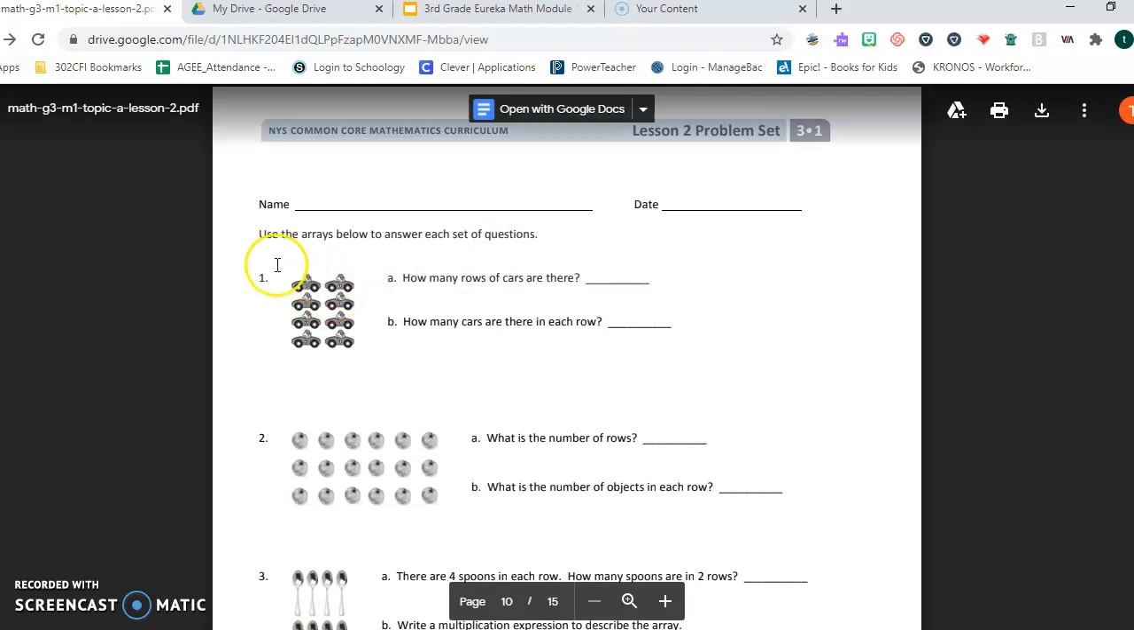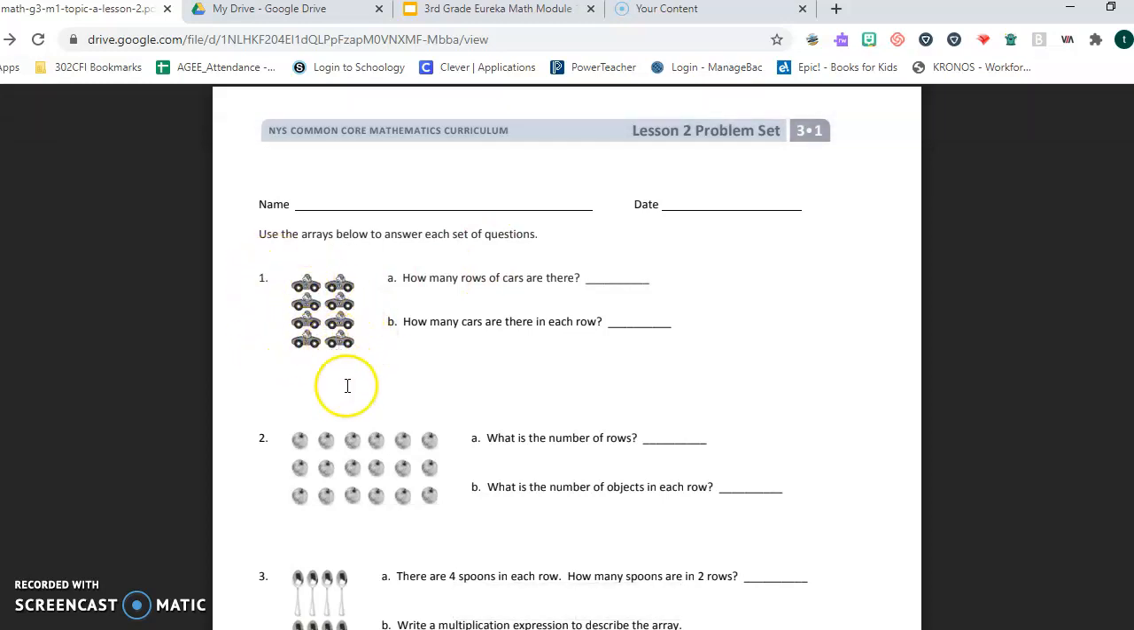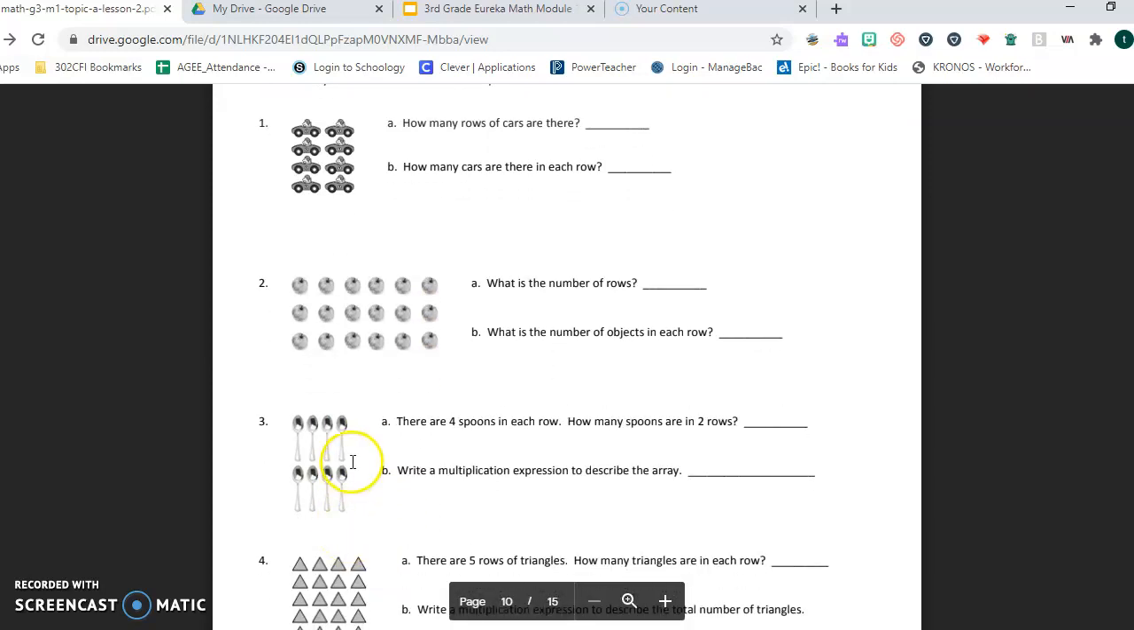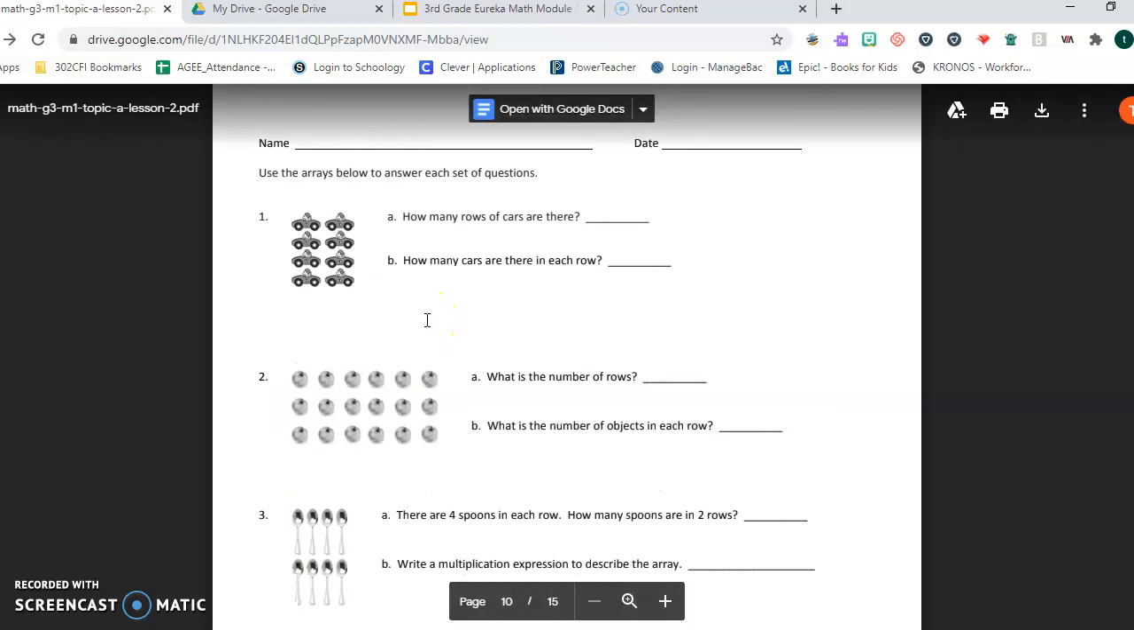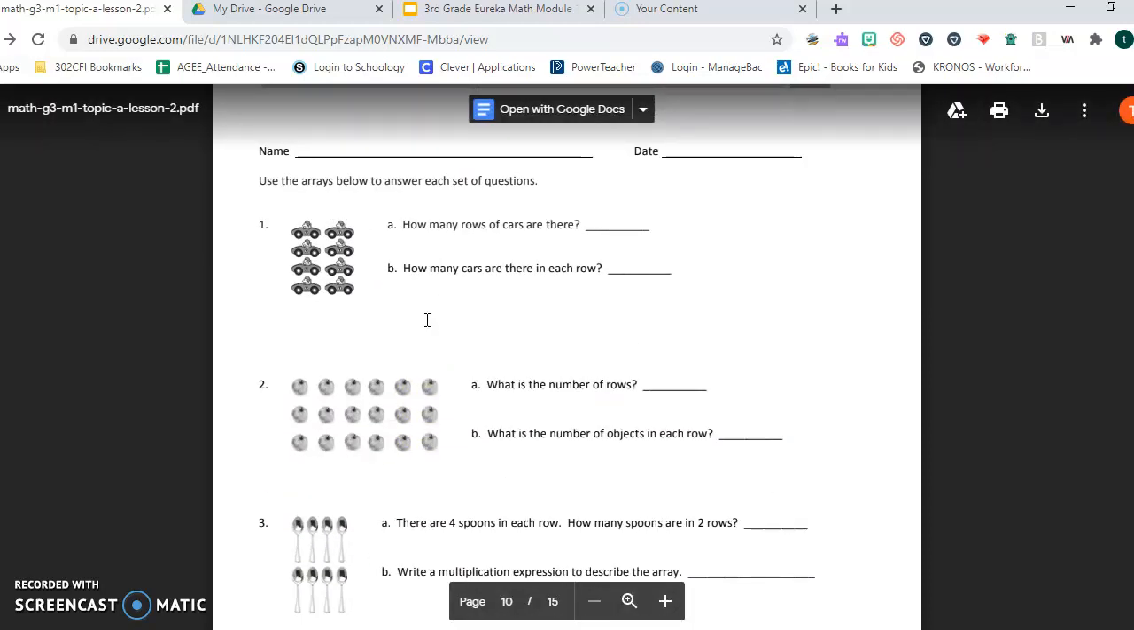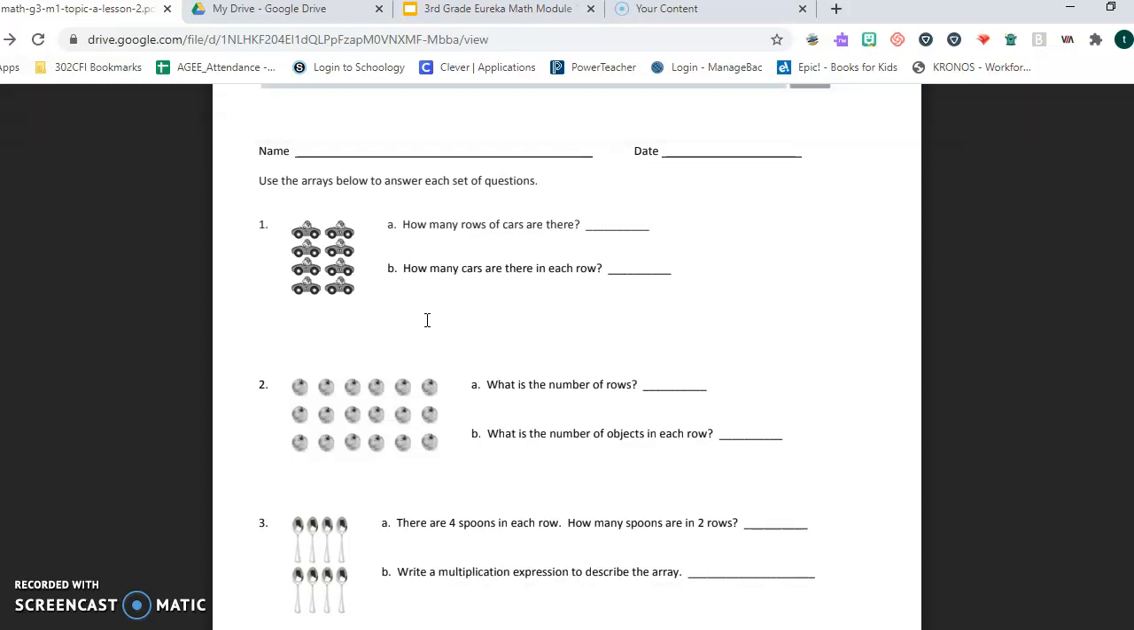Okay, so here we've got an array of cars. Here we have an array of what looks like maybe tomatoes. They call them objects. Objects is just another word for things. Here we have an array of spoons in number 3. And in number 4, we've got an array of triangles. So in each problem, it looks like they're asking you similar questions, but maybe not the same question.